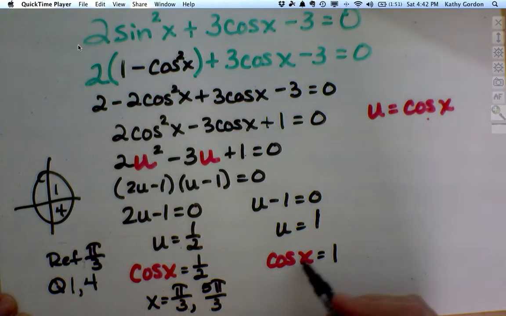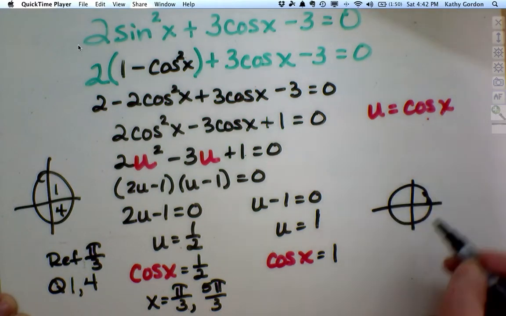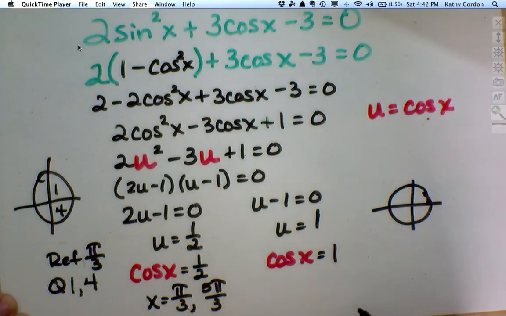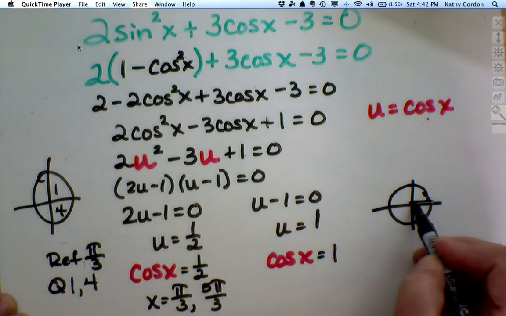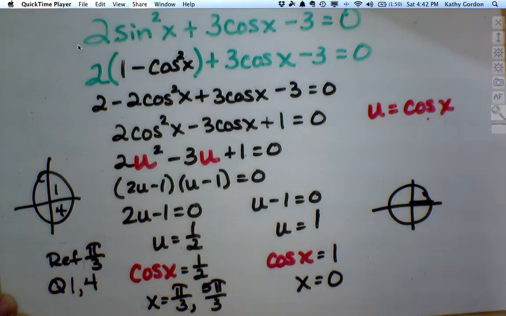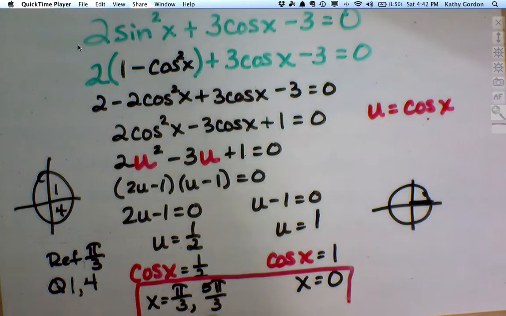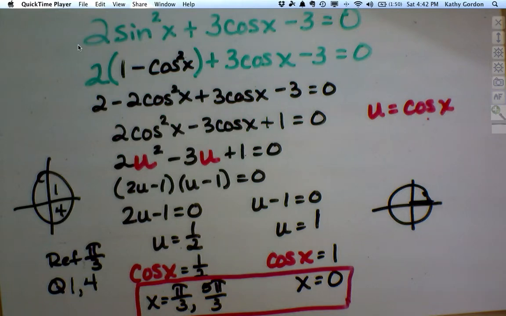Okay, then we come over here to our cosine of x being equal to 1. We know 1 actually puts us on an axis. So again, we just have to think about when is cosine equal to 1. That's when we're on the x-axis out in this direction. And so that's when x equals 0. And so our final answers here, our solutions, are, this will be true when x equals pi over 3, 5 pi over 3, or 0. Okay?